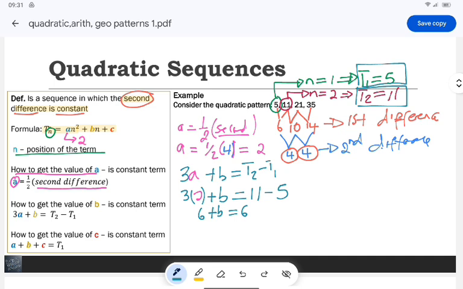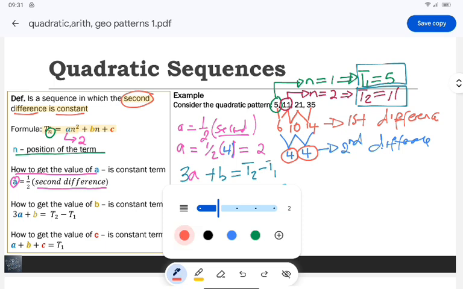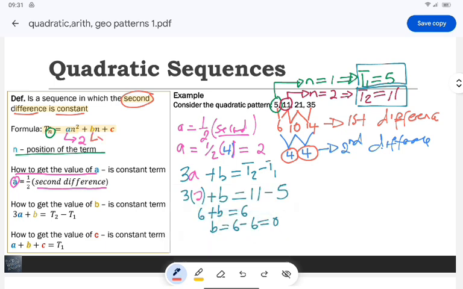Alright? Okay, and then b will be equal to 6 subtract 6, that will be 0. So now we calculated the value of b. So our b in this case will be 0.